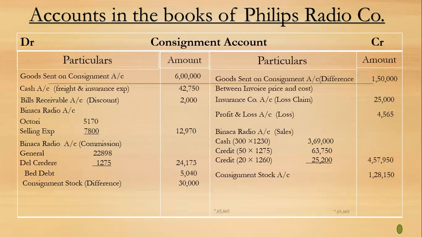Now we'll total both sides. That total is 7,65,665. So we get the profit of 48,730. In this sum, the invoice price is given and the percentage of profit is also on invoice price. So this is not a complicated sum, this is a very simple sum. But to understand the complicated sum, we first have to clear the concept from the simple sum.